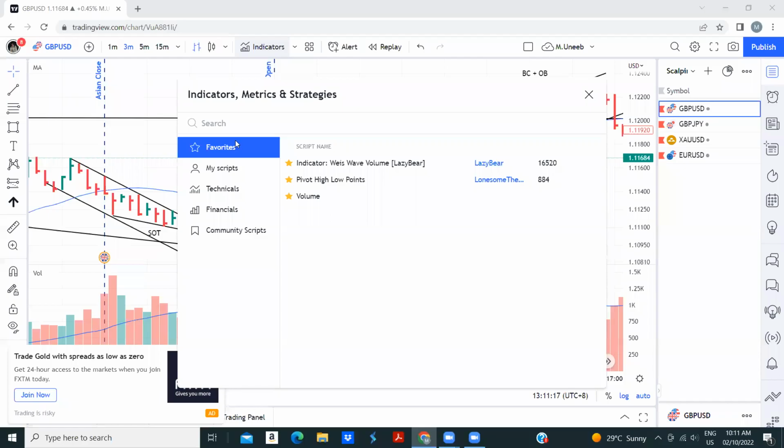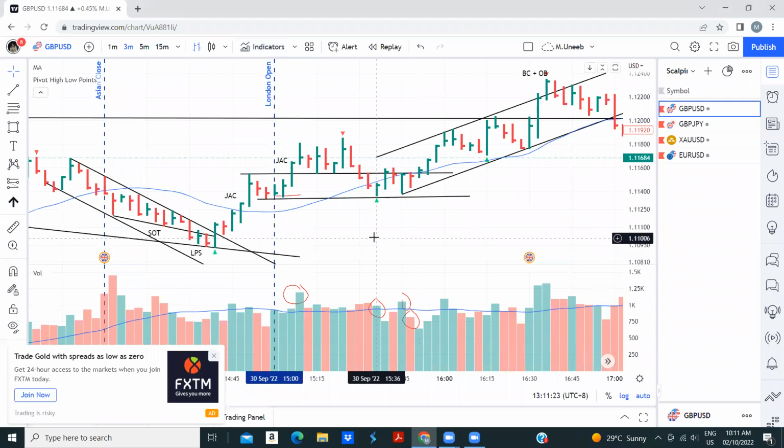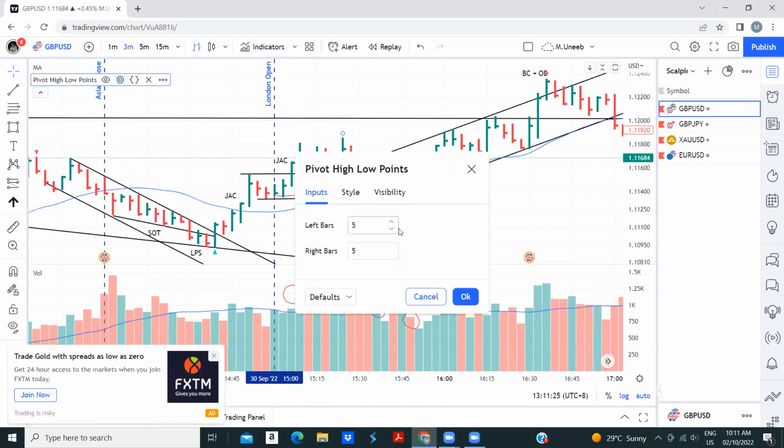What kind of swing point do you use? Yeah, this one. Okay. Let's go for 3-3.